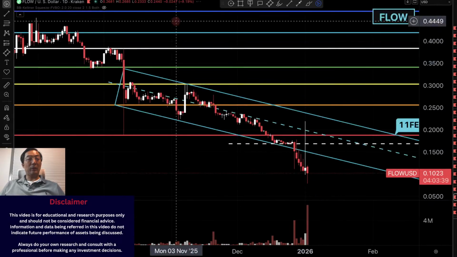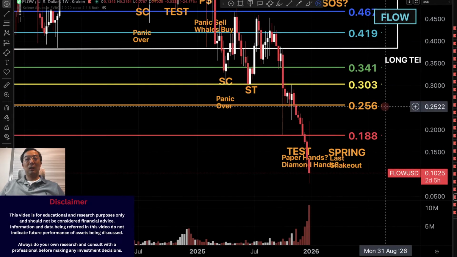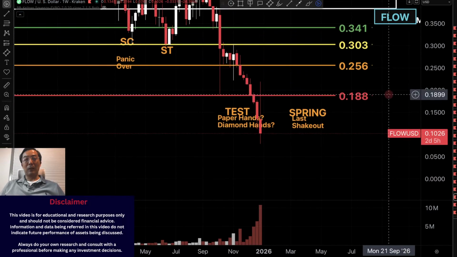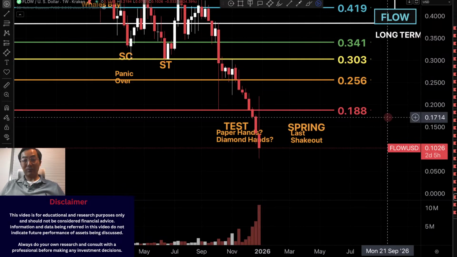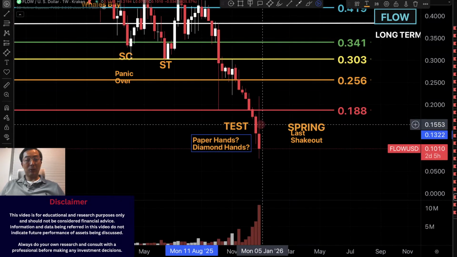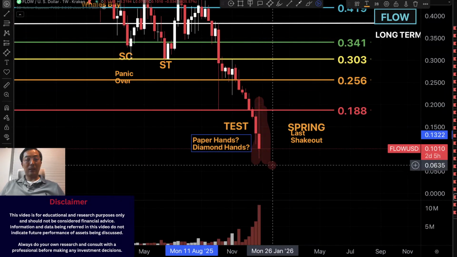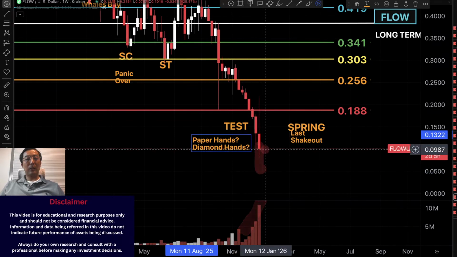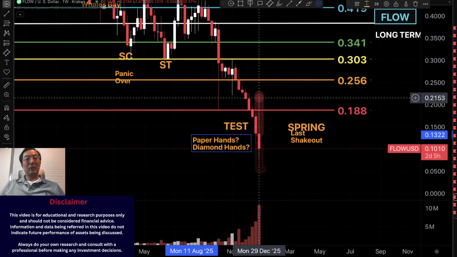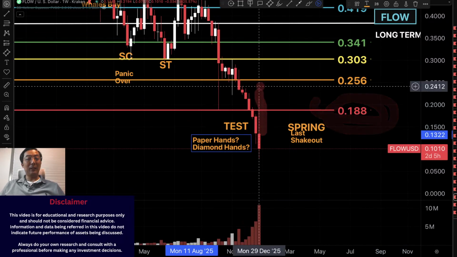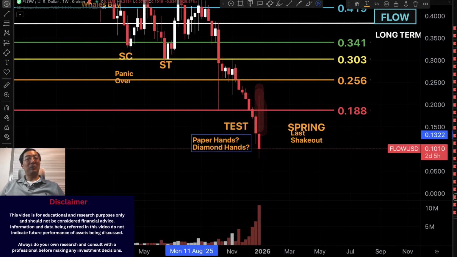After Polkadot, we've got Flow, and Flow got hammered quite a bit earlier in the day. Currently, it's still struggling within the testing stage. You see the crazy volume over here. People got in, probably pumped it up quite a bit to above the red key level of 18 cents 80, and then got heavily rejected from that point.